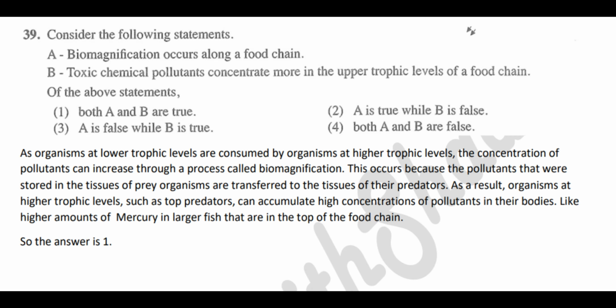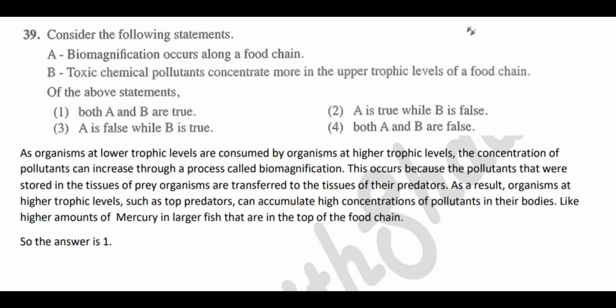39th question. Consider the following statements. A. Biomagnification occurs along a food chain. B. Toxic chemical pollutants concentrate more in the upper trophic levels of a food chain, which is correct. So, as organisms at lower trophic levels are consumed by organisms at higher trophic levels, the concentration of pollutants can increase through a process called biomagnification.